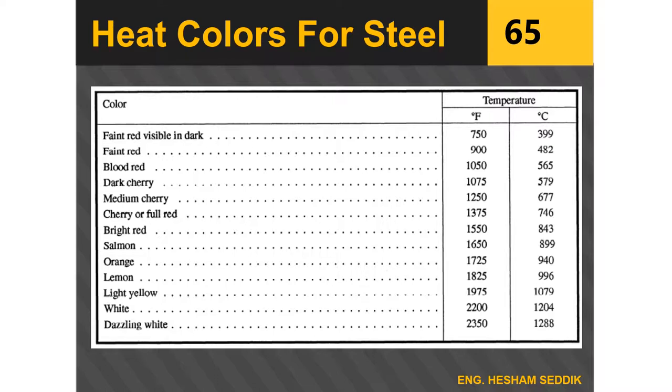Sometimes we increase the temperature of the metal without actually needing to measure the temperature, but we have some colors of the metal by heating. This color can explain the temperature. For example, if you go downside, we find orange or lemon. Orange means if the metal has the orange color, the temperature is 1725 Fahrenheit, 940 Celsius. For that, with our colors for steels by heating temperature, you can actually know the temperature of this color.